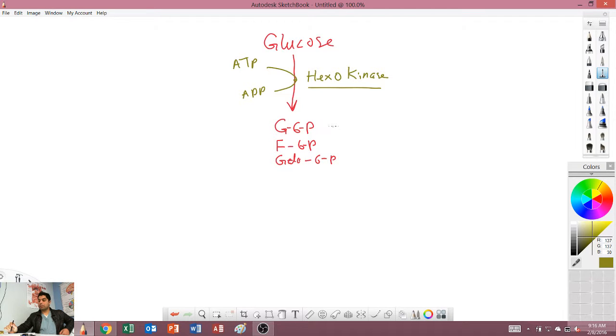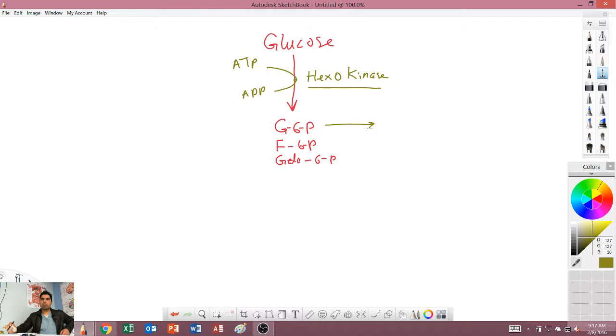But if you have glucokinase, it can only do what? Convert glucose to glucose 6-phosphate. Fructokinase works only for fructose. Galactokinase works only for galactose. Glucokinase only for glucose.